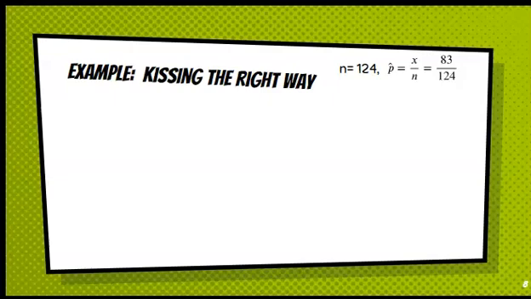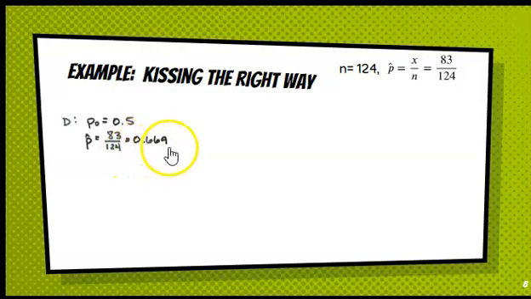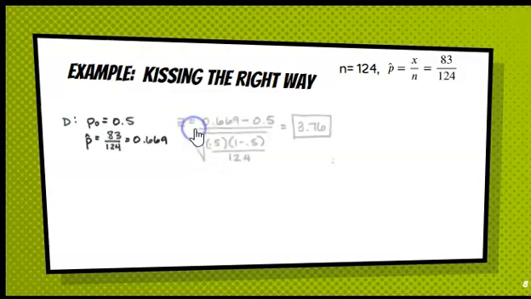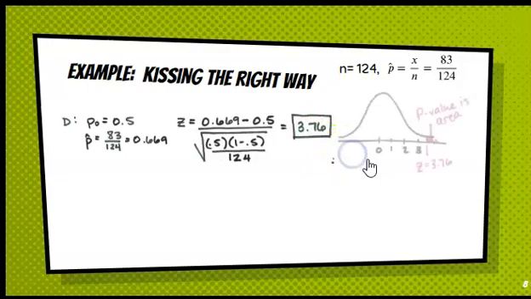Okay, so we've done state, we've done plan, let's do this thing. So, referencing what the question told me, the null was 0.5, the p hat was 83 out of 124, which gives me 0.669, right? I use these values then in my z statistic calculation, p hat minus p naught divided by the square root of p naught times 1 minus p naught divided by n, and I get a z-score of 3.76. Then I draw my picture.